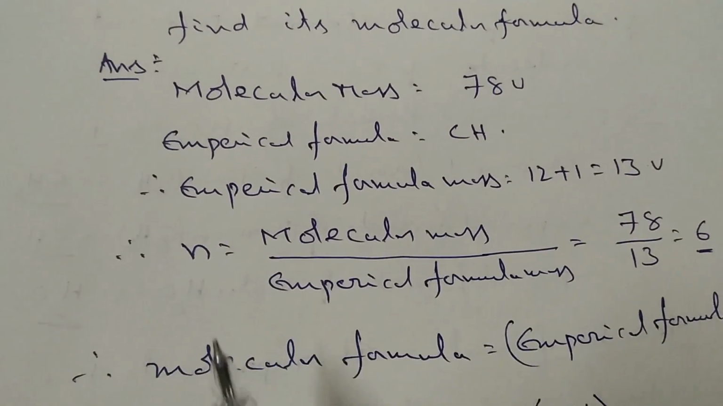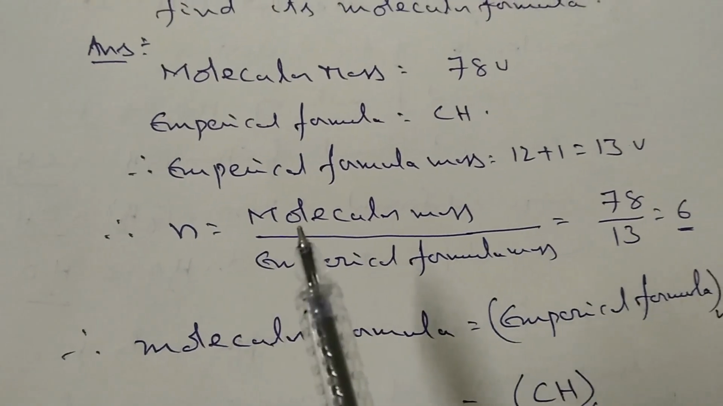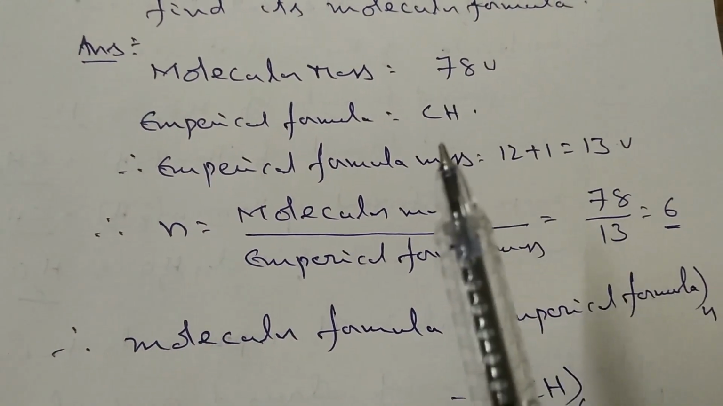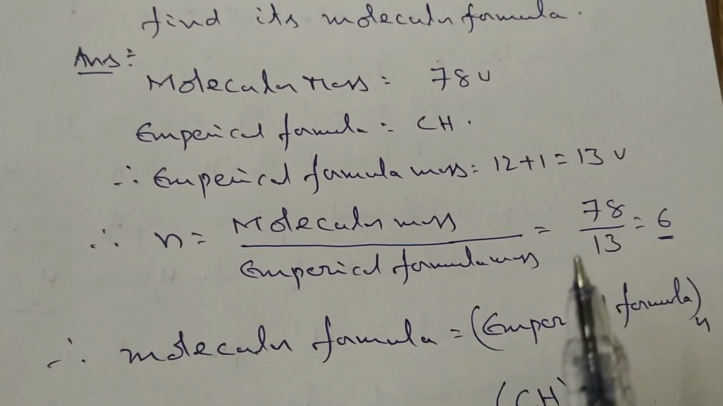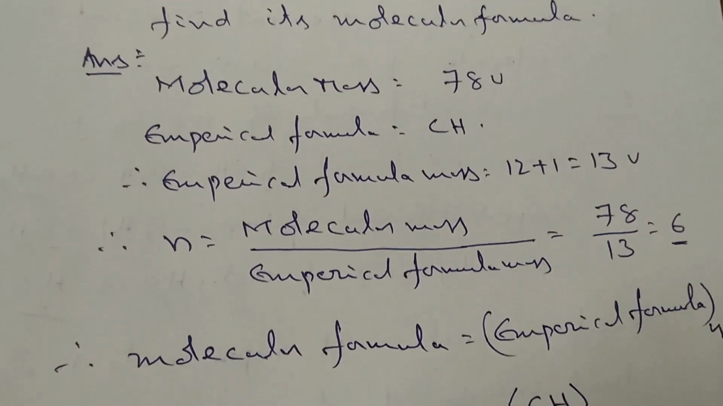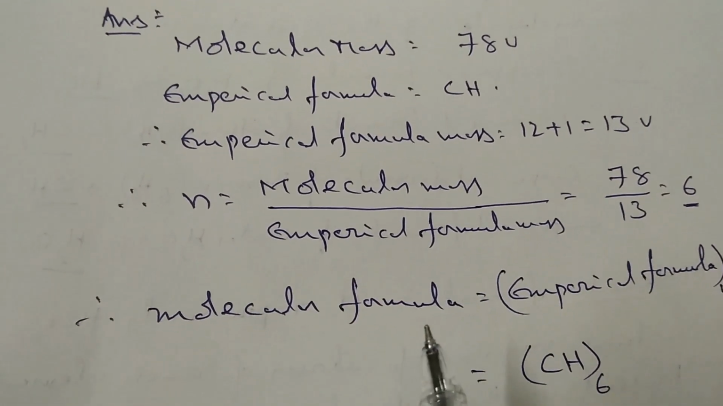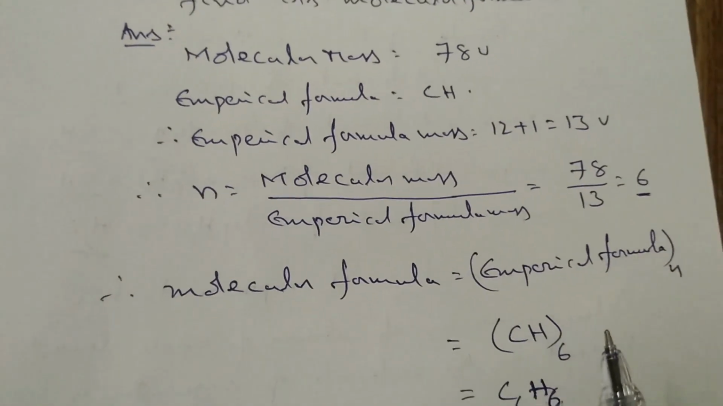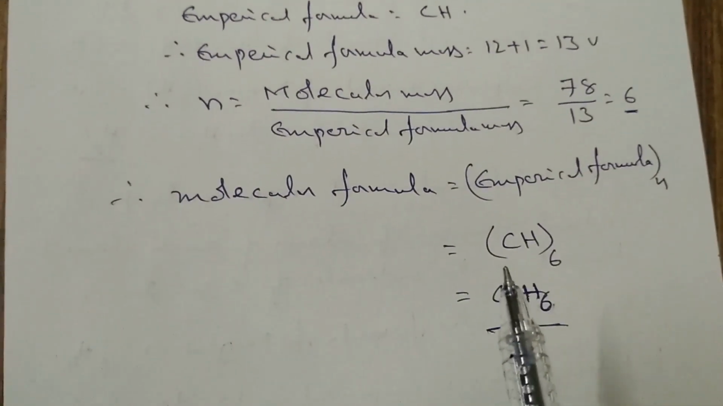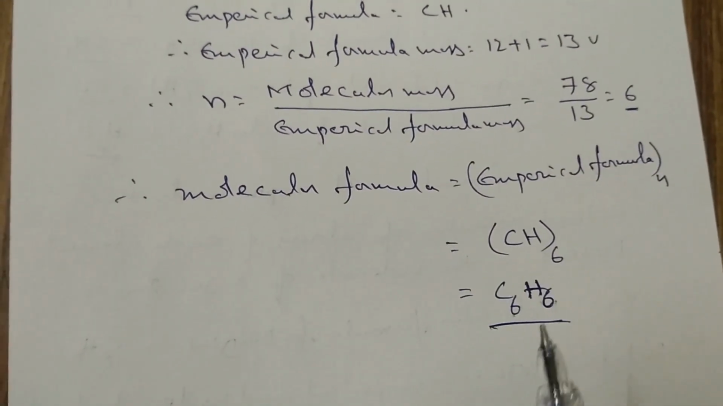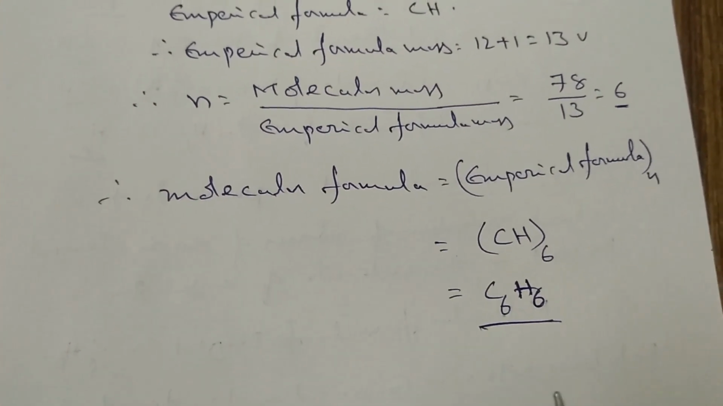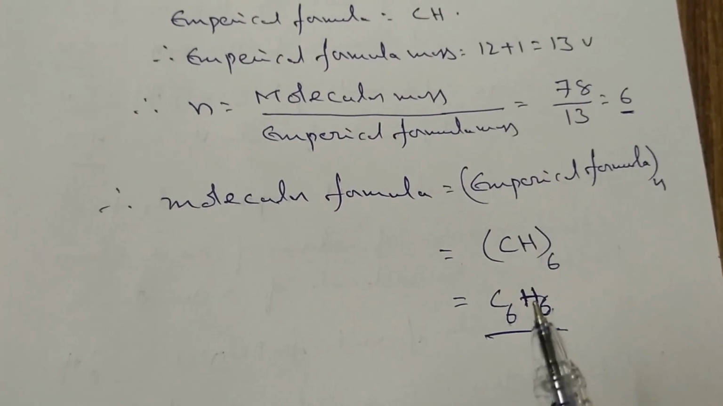Therefore, N is equal to molecular mass divided by empirical formula mass. 78 divided by 13, that is equal to 6. Therefore, molecular formula is equal to empirical formula into N, that is equal to CH of 6, that is equal to C6H6. Therefore, its molecular formula is C6H6. It is benzene.